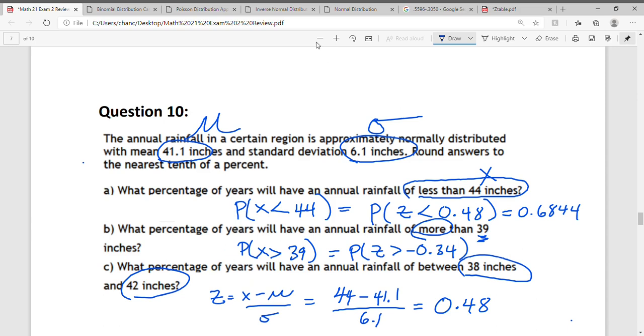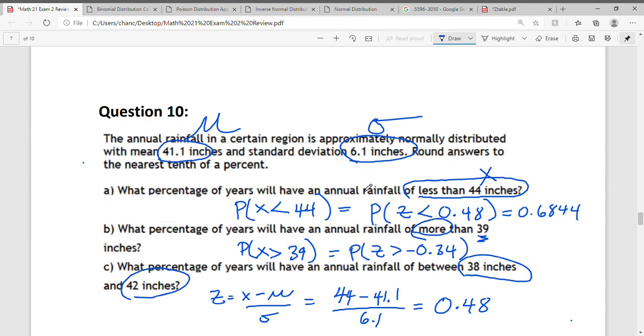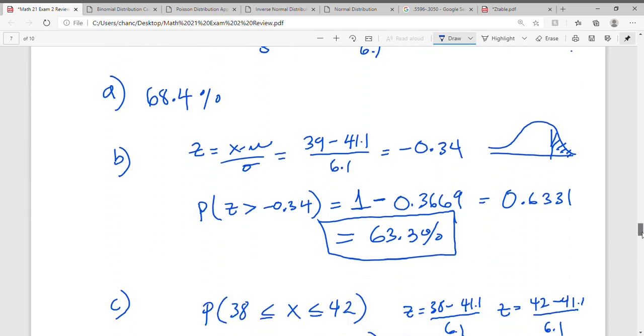I could also do part B. Let's try part B. It says greater than 39. So we're going to change this to above. We'll enter 39. Click recalculate. I got 63.5%. Let's compare that to our answer. Our answer for part B was 63.3%. So it's very close. So we know we did it right.